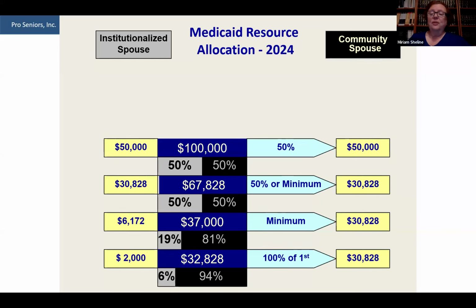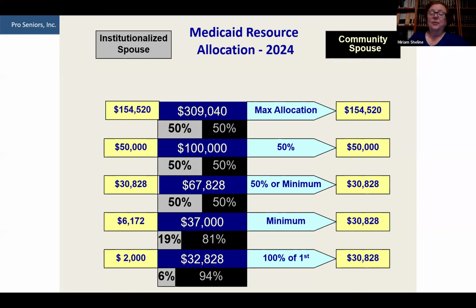What if their resources are $100,000? Now it is fit again. The 50 split is going to be more than the minimum. So the community spouse gets the higher of the two. And now we're doing a 50-50 split. And the CS would get 50,000 and the IS would have 50,000, which would have to be spent down to $2,000 to qualify for Medicaid.